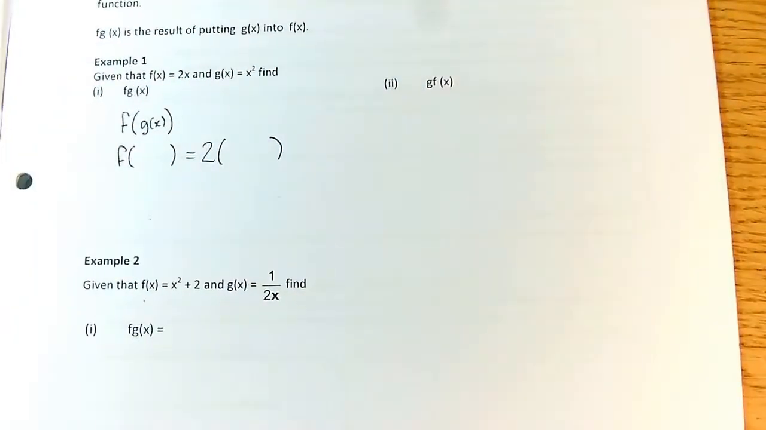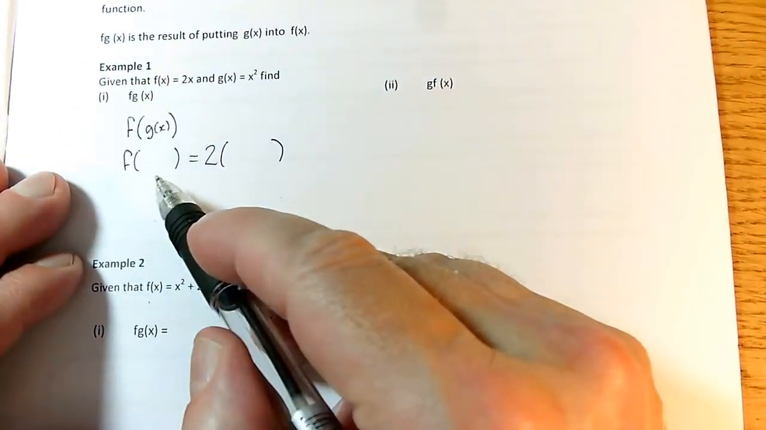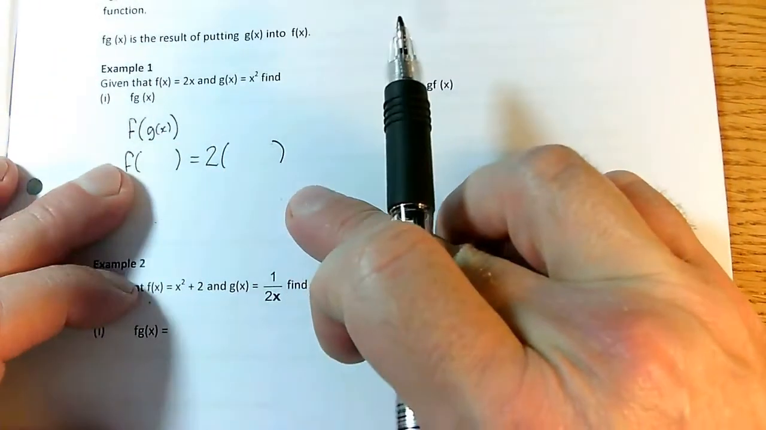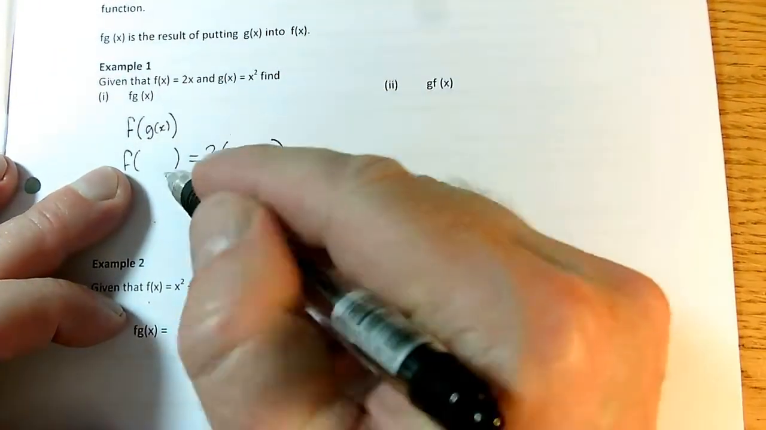So concentrate on the outside function. F of bracket is just look at what f of x does. Forget g of x to begin with. That's how you get that f of bracket is 2 bracket. Now fill in the bracket.